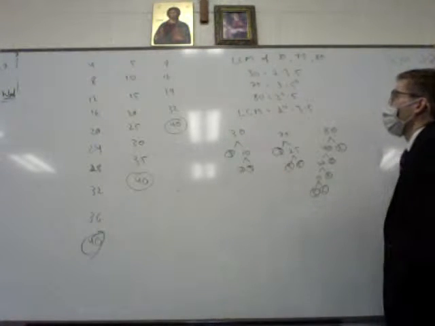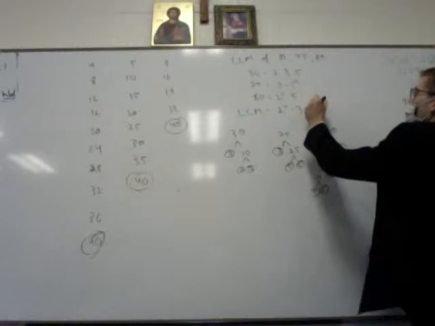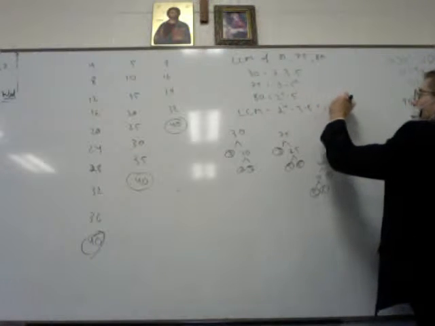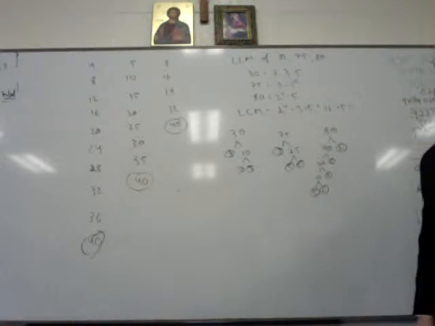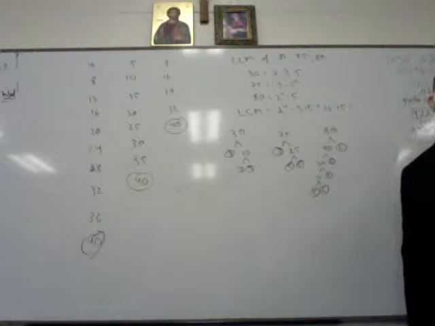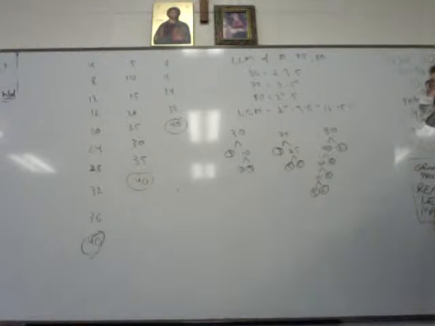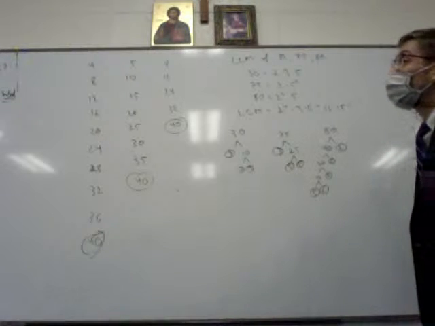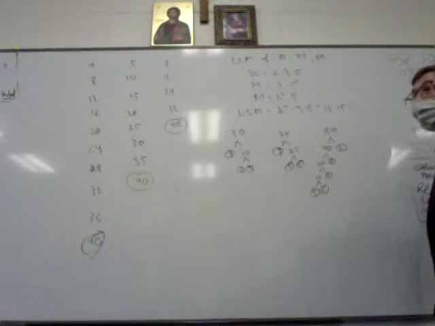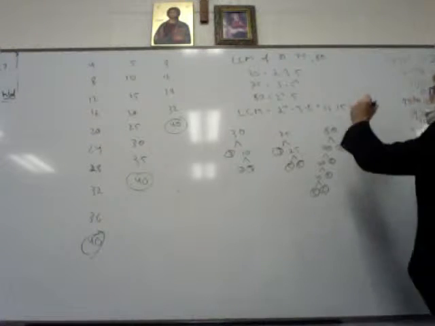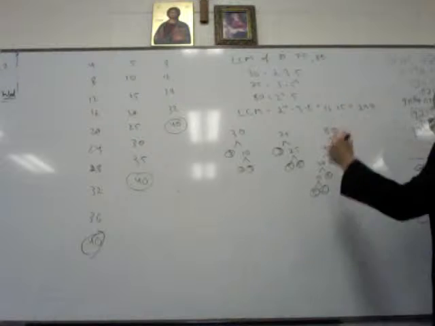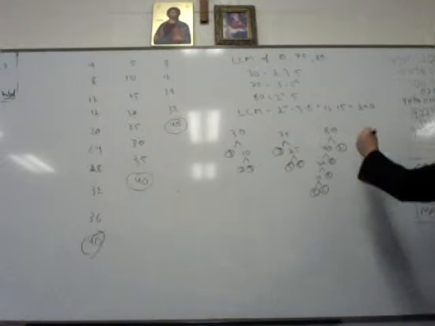So 2 to the 4th times 3 times 5. If we wanted to, we could say 16 times 15, or 48 times 5. That's 240. There's your least common multiple.